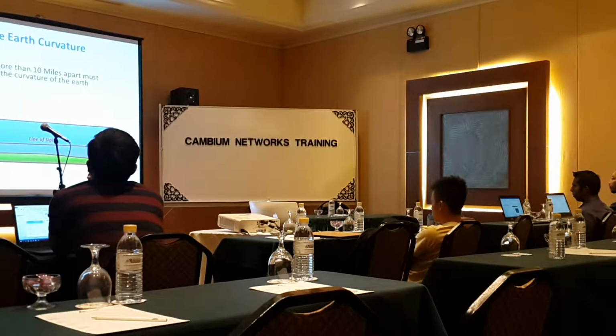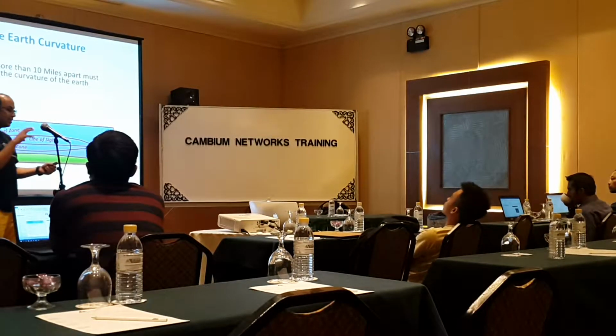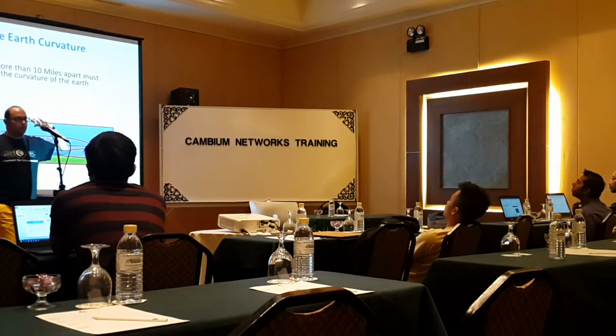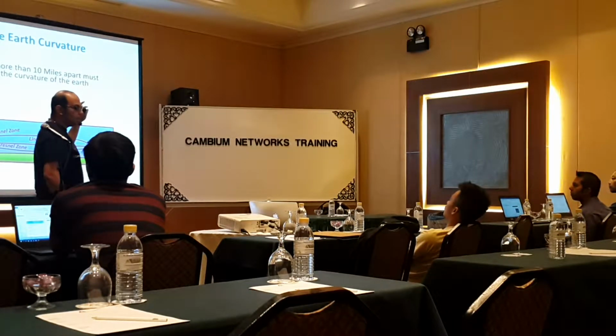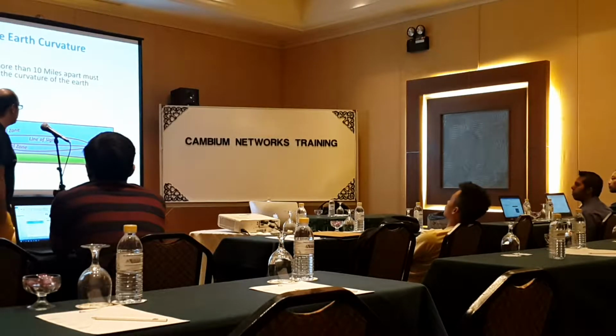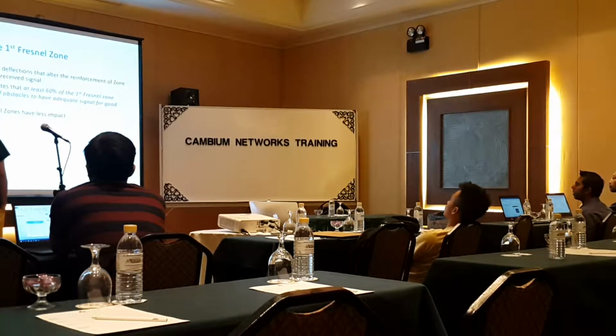You need to be careful about the obstacles. Obstacles shouldn't be on the zone, and also the terrain of the Earth. With Google Earth, when you use Link Planner, it gets the profile of the Earth as a terrain from Google, and it shows. Also, for a link over 10 miles, over 15 kilometers, you need to be careful about the curvature of the Earth, because they are not in the same height. They will be different height. 60% of first Fresnel zone should be clear of obstacles to have adequate signal for good reception.